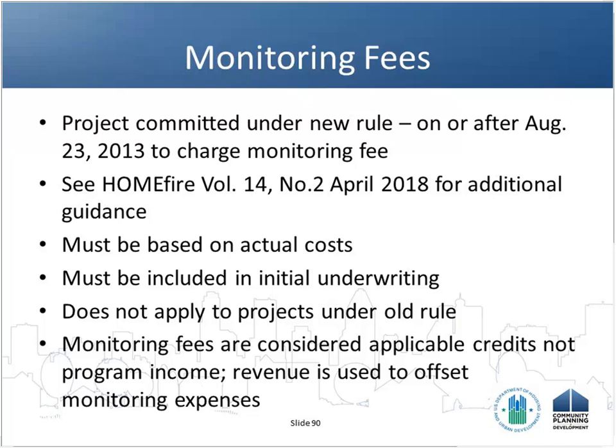As the bullet says here, again, you can't go back on your portfolio. It would be really nice if you could, but that's not allowed. And those monitoring fees, as they are paid in, and this is probably the most frequent question we receive, is what do I call that? Is that program income? It's not program income.